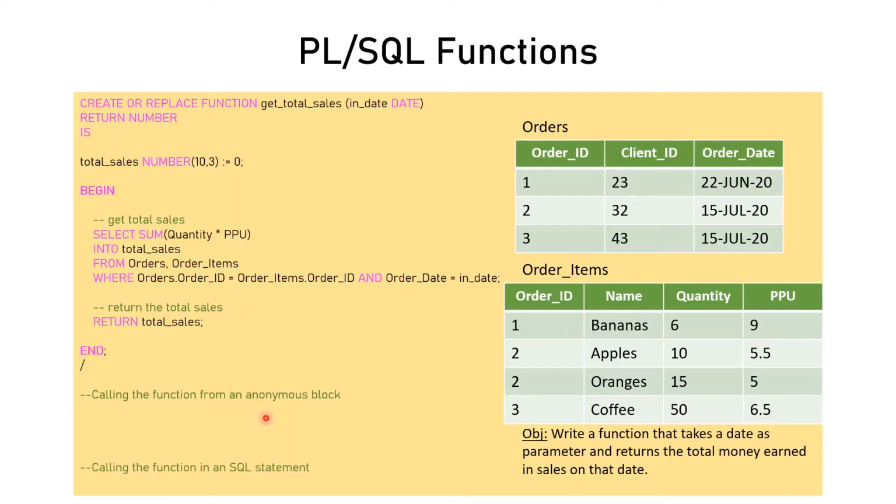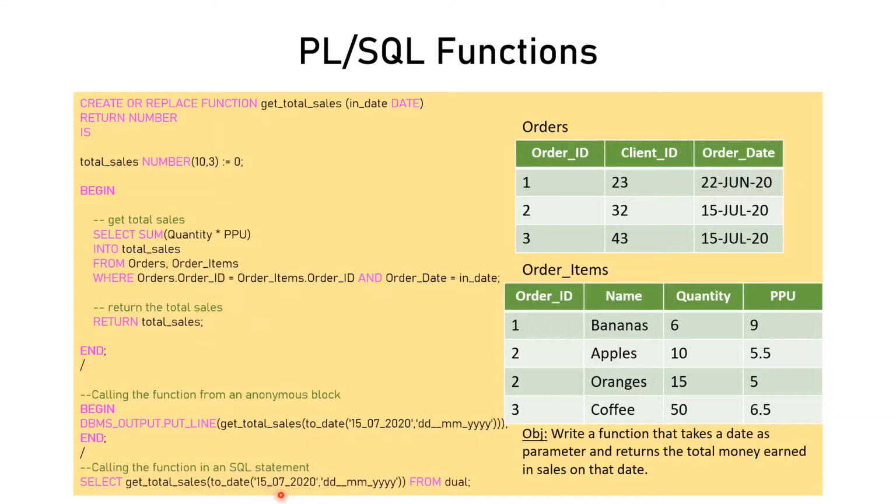If we were to use an anonymous block, we can do something as simple as this. We can write a print statement, and inside the print statement, we call the function, and we pass any date, and in this case, we have passed 15th of June as the date. If we want to use an SQL statement, we can simply write select getTotalSales, and in the parentheses, we specify the date from dual. So in this example, as you can see, we have stated 15th of July as our input date.